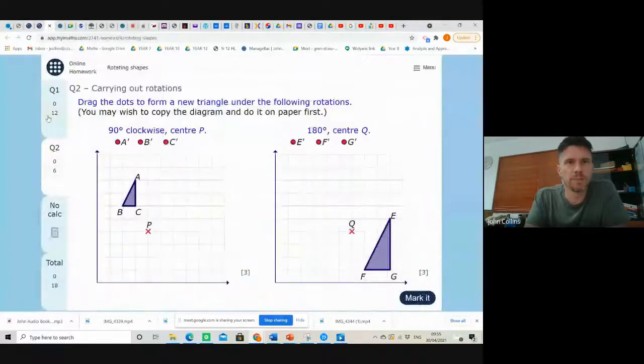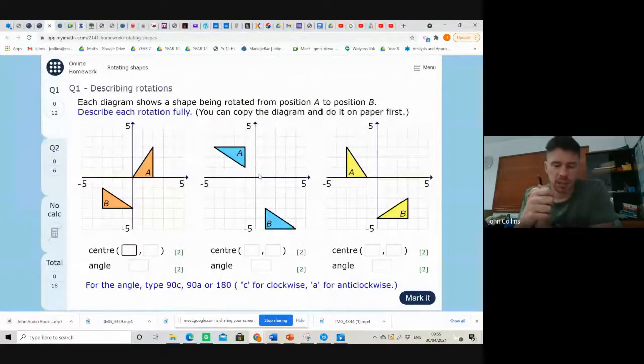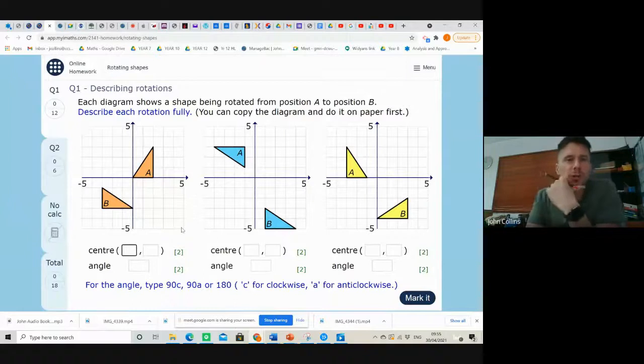Okay, so here we are on the rotations homework. For each of the ones on the first page, you need to find the center. It does say you can copy these diagrams onto a piece of paper first and do them, so maybe you could sketch them out and try them. So it is going to be the center. It goes from A to B. So the center of this one, it's rotating either way.